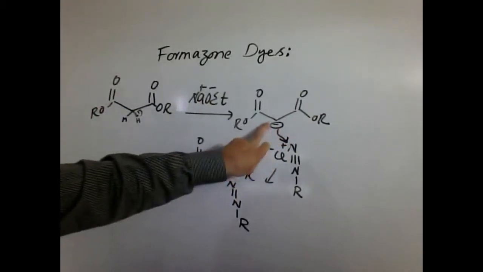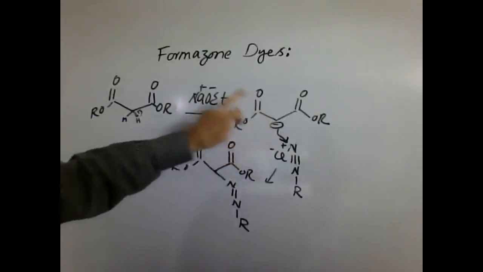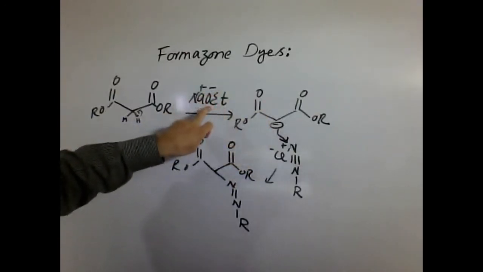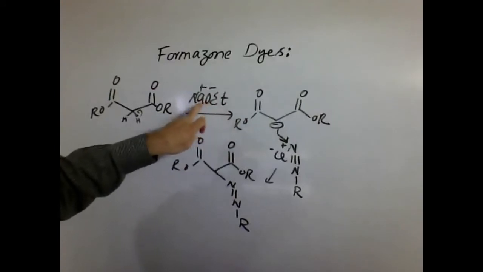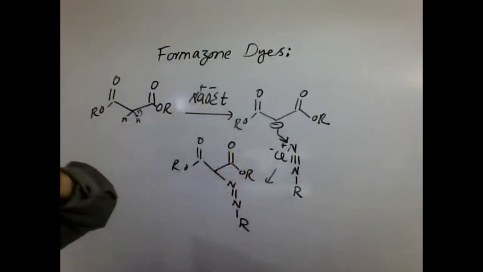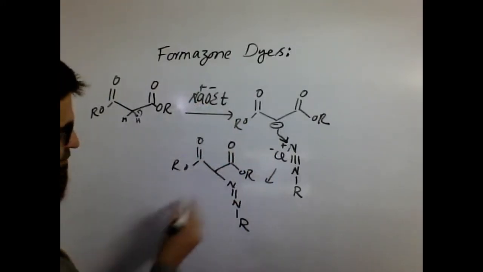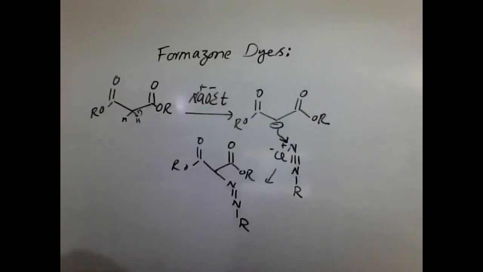One of the protons which has been removed from here has been taken by the base, and then this sodium would have reacted with chloride to give you sodium chloride. So at this point of time, this is supposed to be the product.